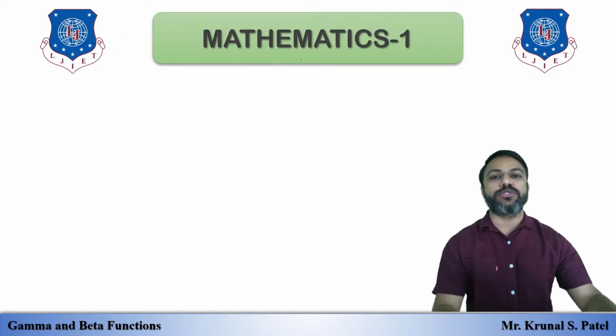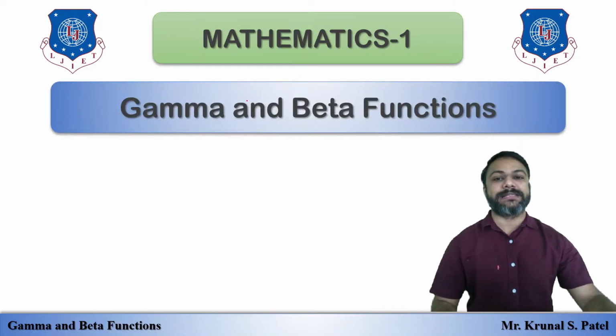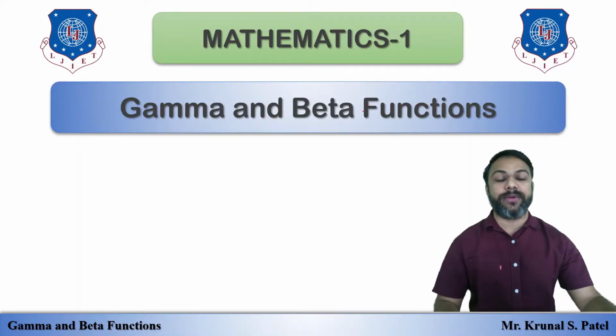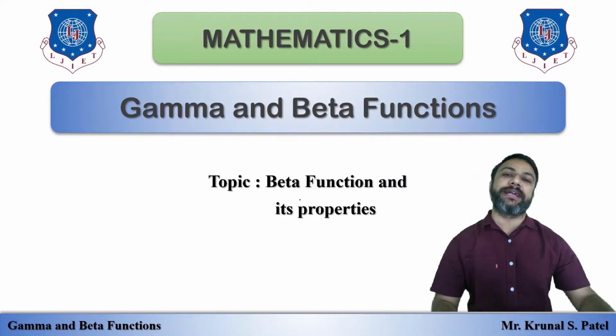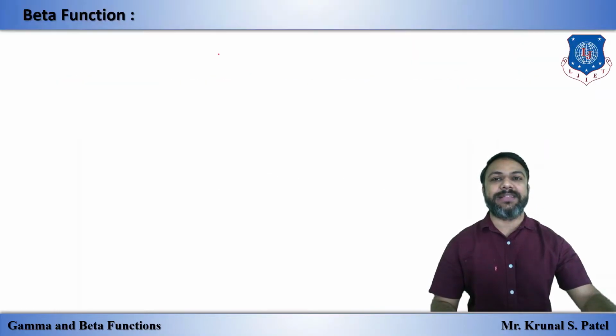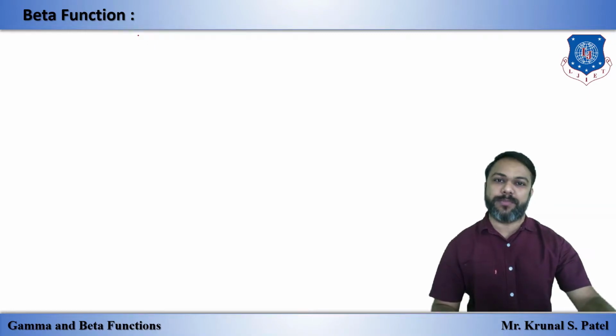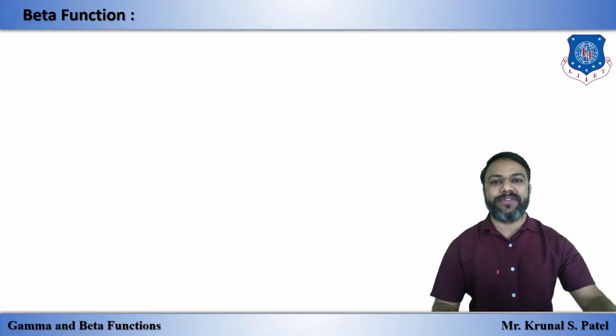Let's start with the course Mathematics 1, and today's chapter is gamma and beta function. Today's topic is beta function and its property, which is our second lecture of this chapter, which will be the last. First we will start with the definition of beta and then its property, and using that property we have some examples. Okay, so let's start with the definition.